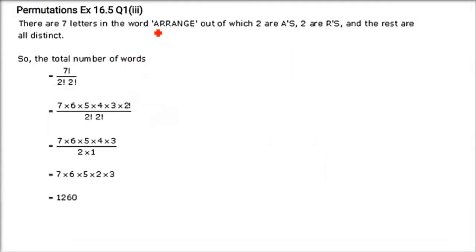Arrange. In this word, we have 7 letters. 2 A's are there, factorial 2, 2 R's are there, factorial 2. So factorial 7 by factorial 2, factorial 2. The result will be 1260.